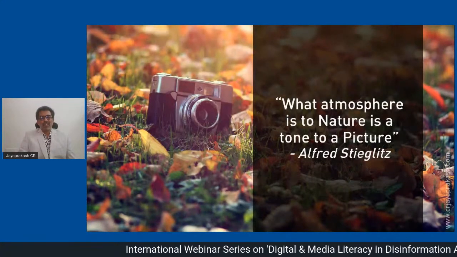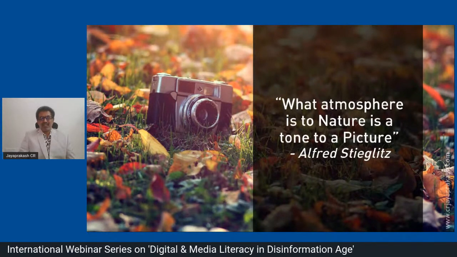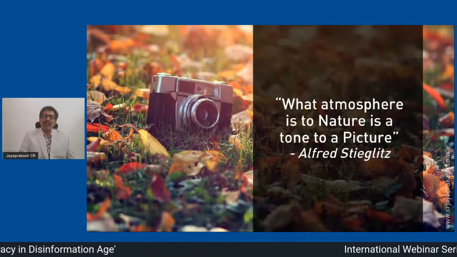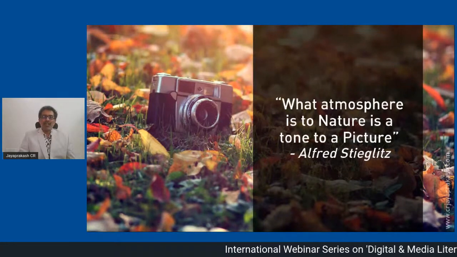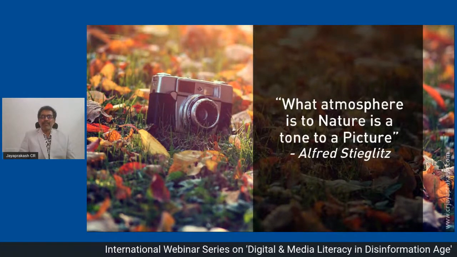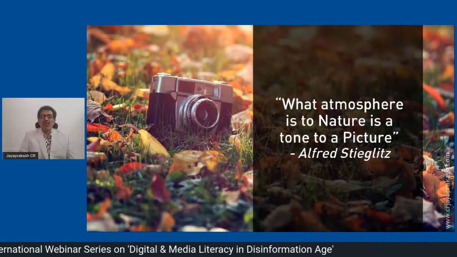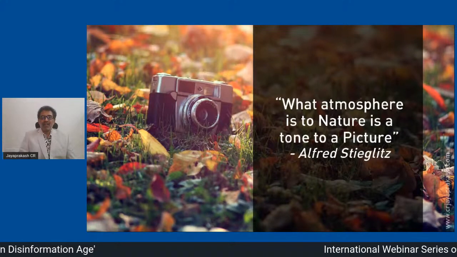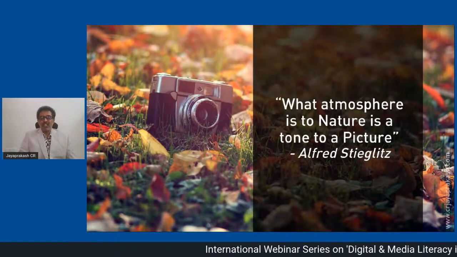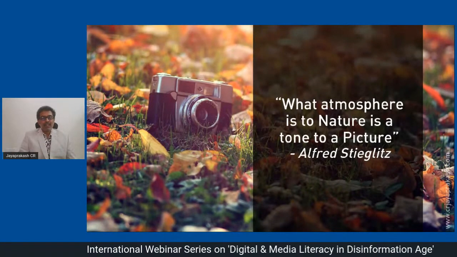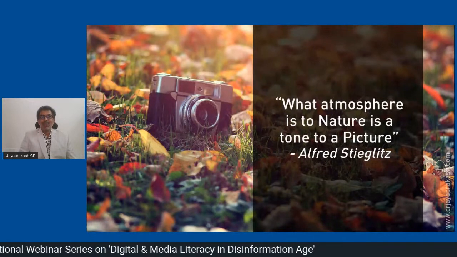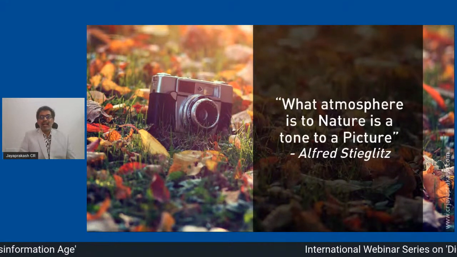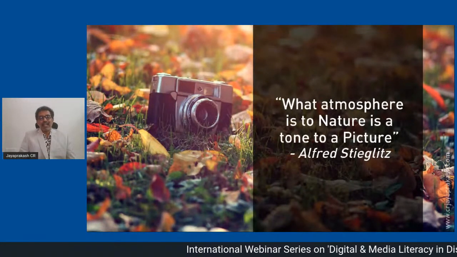An important thing: I was introduced as a wildlife photographer, which I don't believe. I'm just a photographer. I have a camera, that's all. But what is inspiring is this: what atmosphere is to nature, tone is to a picture. If you want to take an image of nature, atmosphere is very important. In the same way, for a picture, the tone is very important. With this idea, I wish to show you some of my images.